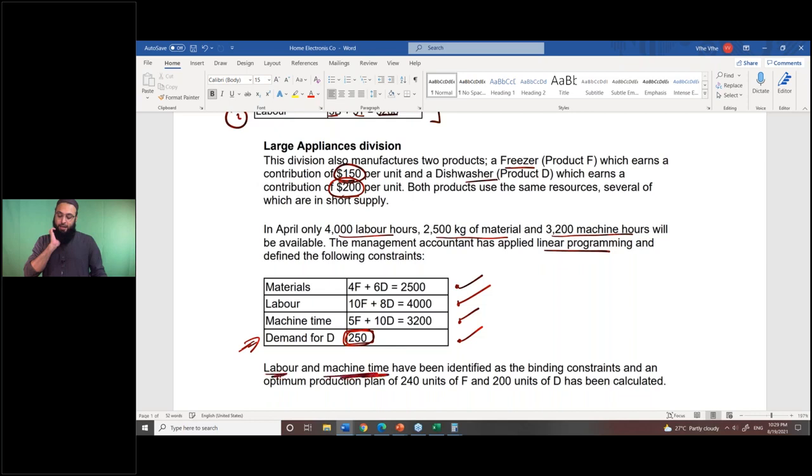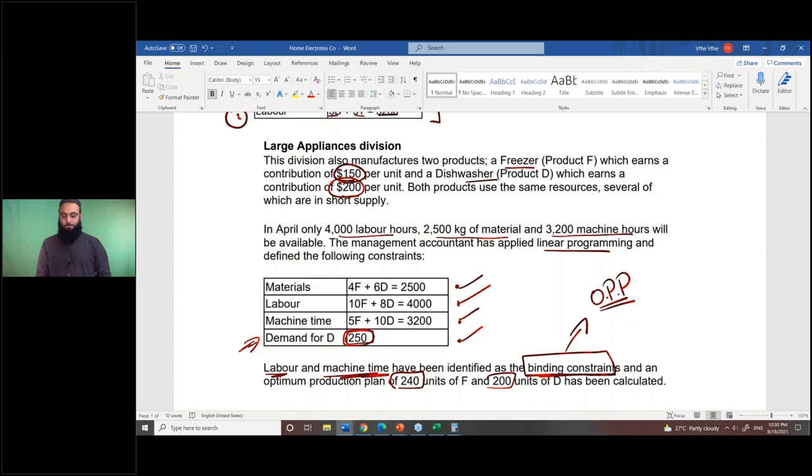Now, labor and machine time have been identified as the binding constraint. So labor and machine time as the binding constraint means what? And an optimum production plan of 240 and 200 has been calculated. So what is binding constraint? Binding constraint means these are the two limiting factors which are your optimum production plan points.